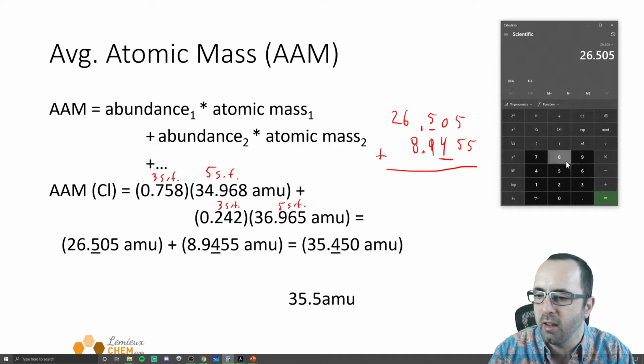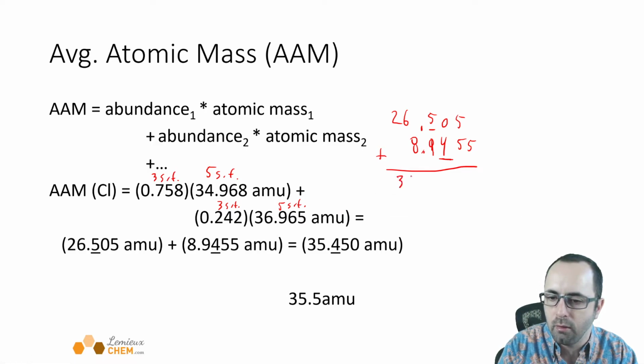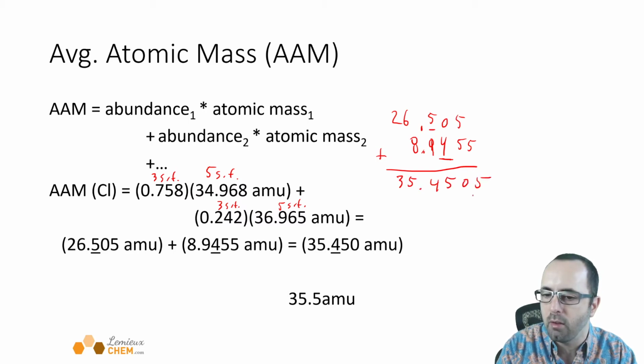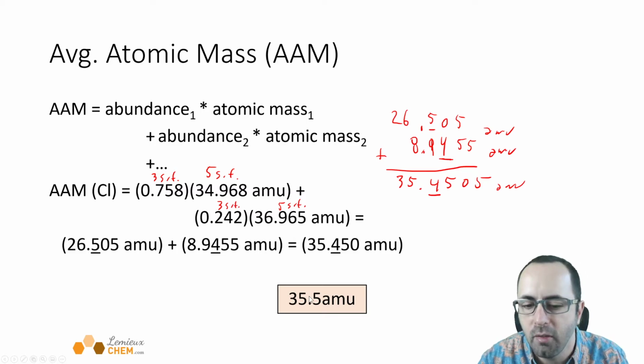And so when we add these, we get 26.505 plus 8.9455. We get 35.4505. But because the 5 here is at the tenths place, we have to round at the tenths place. And these are AMUs, by the way. So our result will be what we have at the bottom, 35.5 AMUs.